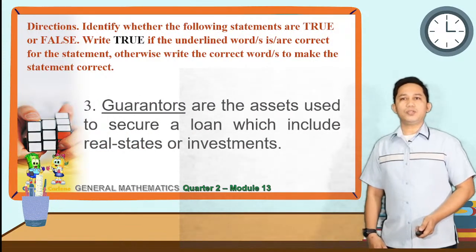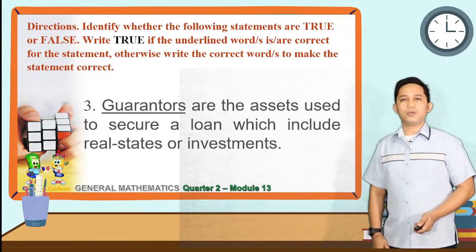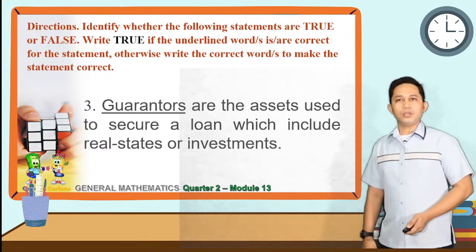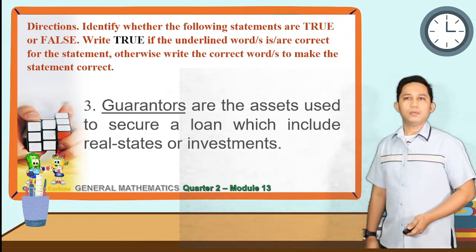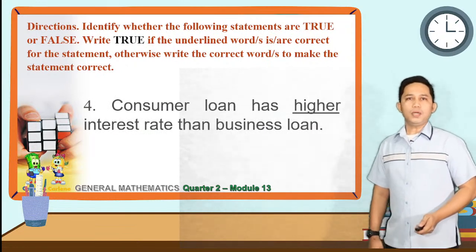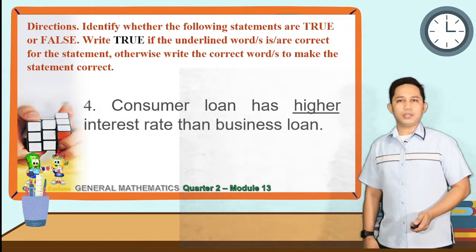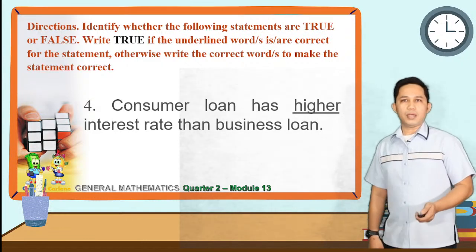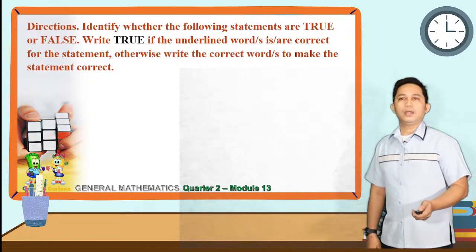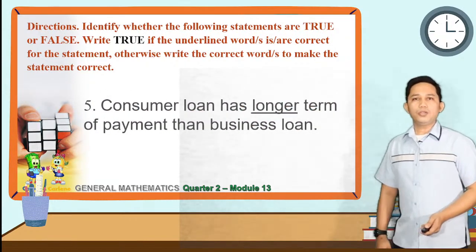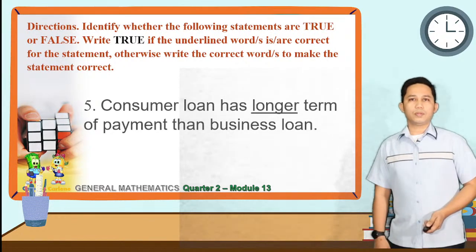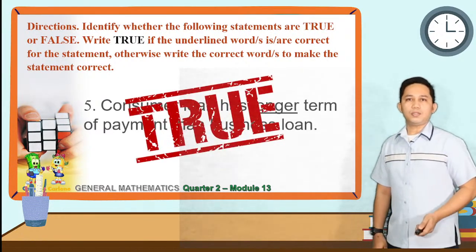Guarantors are the assets used to secure a loan which include real estates or investments. Yes, it is false. So we are going to change the underlined words to correct, collateral. Consumer loan has higher interest rate than business loan. Yes, change higher to lower. Very good. Next. Consumer loan has longer term of payment than business loan. Yes, you are right. That is true.